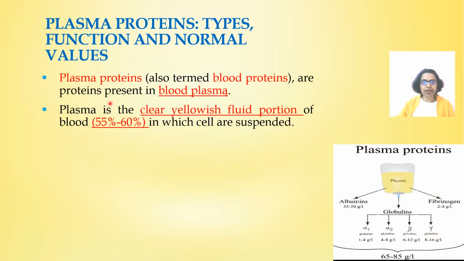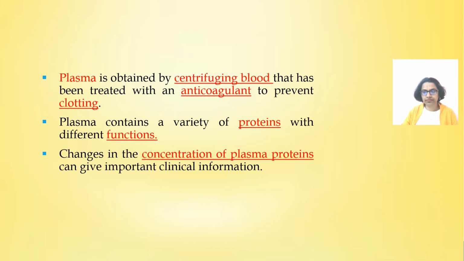Then let us see plasma proteins, also termed blood proteins, which are proteins present in the blood plasma. Plasma is a clear yellowish fluid portion of the blood, approximately 55 to 60 percent, in which cells are suspended. Plasma is obtained by centrifuging blood that has been treated with an anticoagulant to prevent clotting. Plasma contains a variety of proteins with different functions. Changes in the concentration of plasma proteins can give important clinical information. Sometimes plasma contents are different, which indicates various abnormalities in the patient.